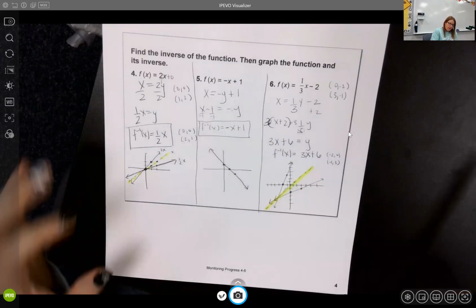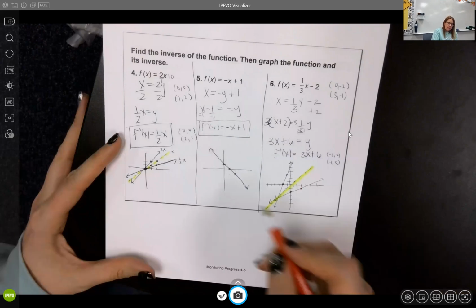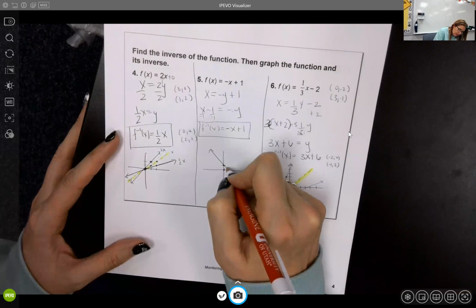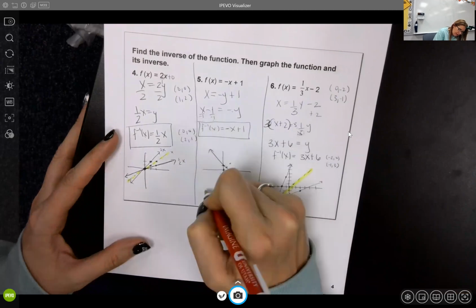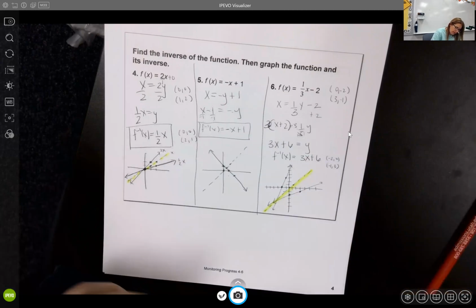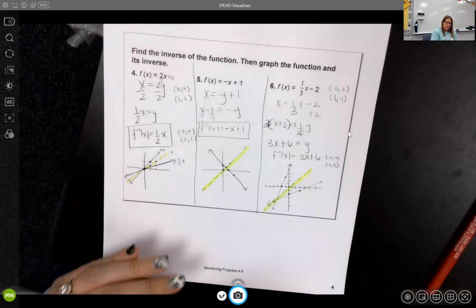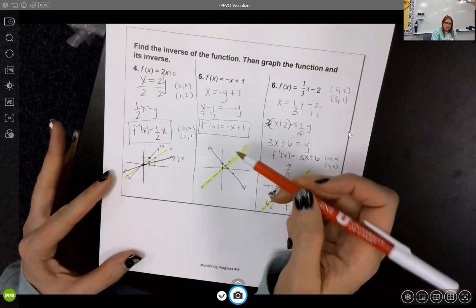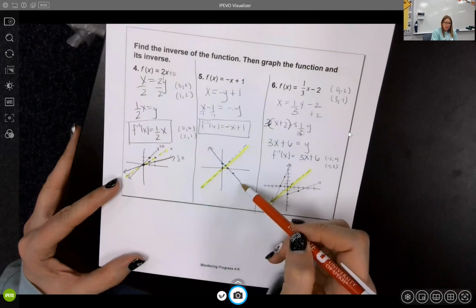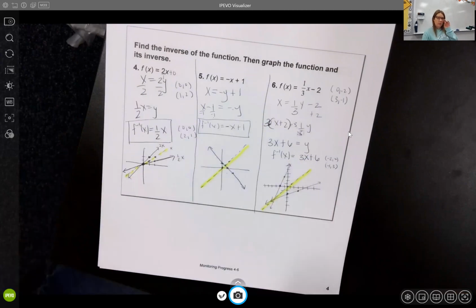So if I look at this one, let's draw that line, 0, 0, 1, 1, 2, 2. It looks like this, and it goes right through, okay? So I'm looking at that. So that's why it's an exact reflection of itself. The line is an exact reflection of the line y equals x. So that's why there's only one graph on that one.